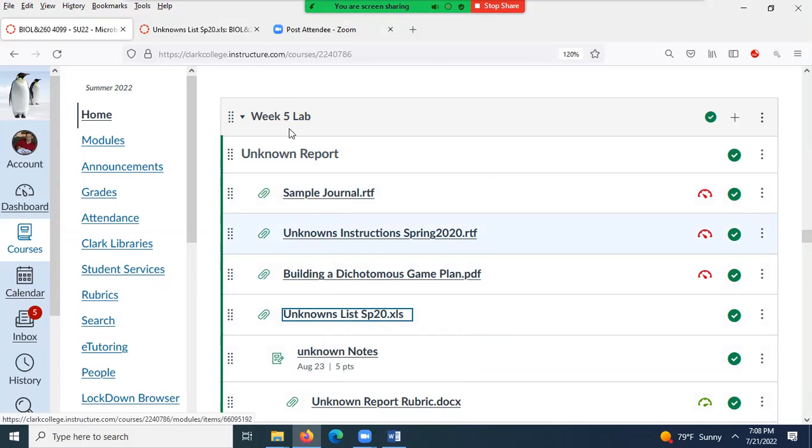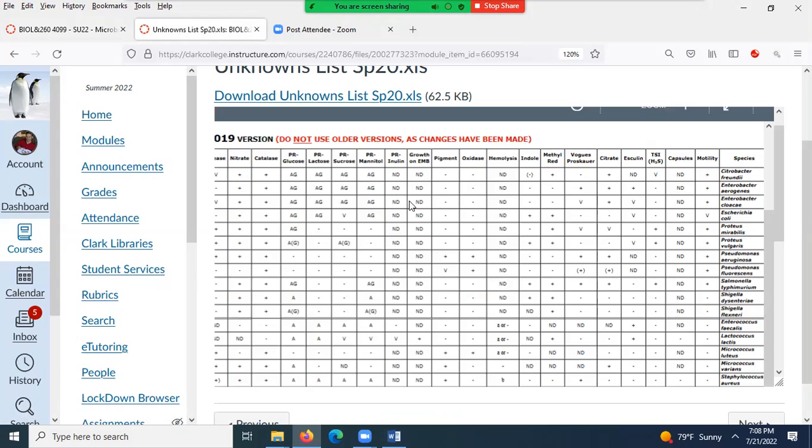Where do I have it? You simply can't tell me, give me the results to all of these tests. Because I'll write back to you and say, we're supposed to be doing a dichotomous game plan, so you can't ask for the results to all of the tests.